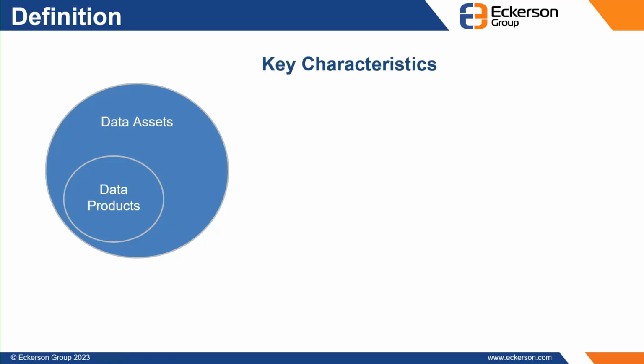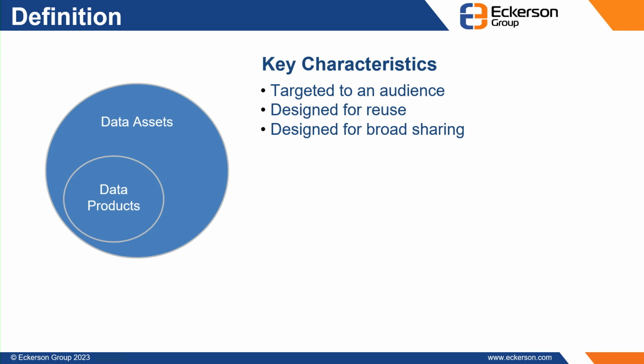So what are some of the key characteristics of these data products that separate them from just run-of-the-mill data assets? They're targeted to a specific audience. And we just saw a few audiences. Those were roles, but they could also be geographies or specific companies, right? They're designed for reuse, not a one-time usage. And because they're designed for reuse, they're also designed for broad data sharing. So more than one person or group can be using this.